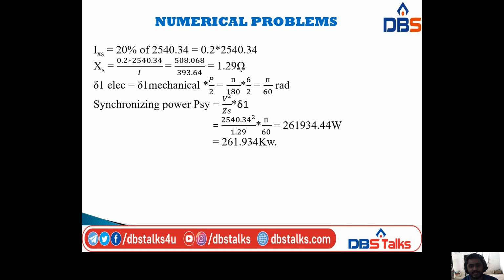In the problem they have already given the number of poles as 6, so delta mechanical is equal to 1 degree, that is equal to 5 by 180. Substitute here 5 by 180 into 6 by 2. After simplifying this, we have delta dash electrical value is 5 by 60 radians.